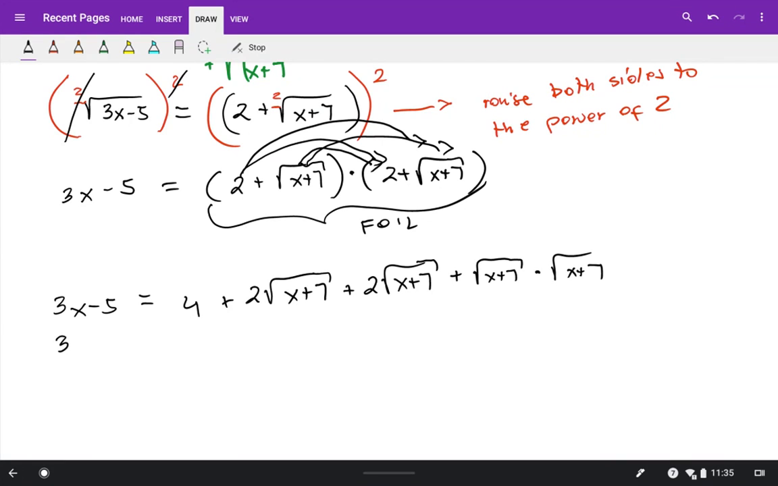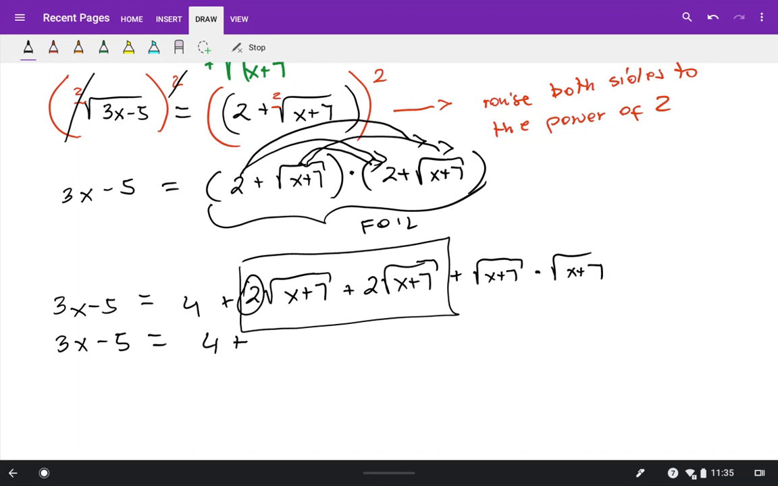Okay, so let's simplify the right side. So we have 4 plus, here we have like terms because they both have the same radicals. So you're going to just add the numbers in front of the radicals. So 2 plus 2, that will give you 4 square roots of x plus 7. And square root of x plus 7 times square root of x plus 7, let me show you the work. This is the same as square root of x plus 7 to a second power. So again, the index of this radical is 2. That will cancel. You will just end up with x plus 7.